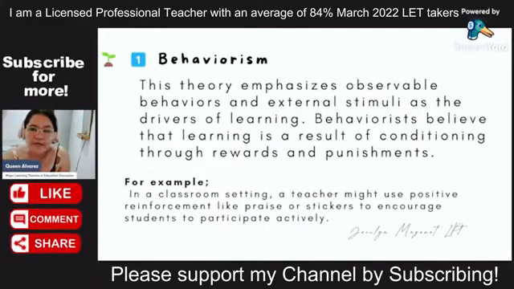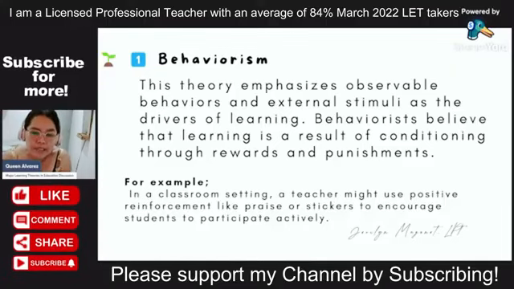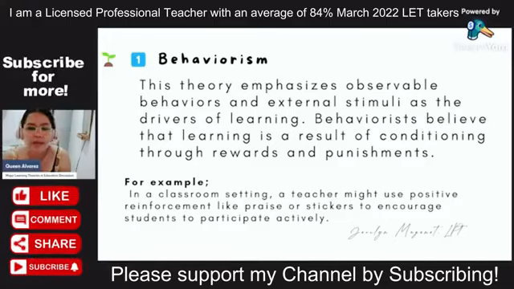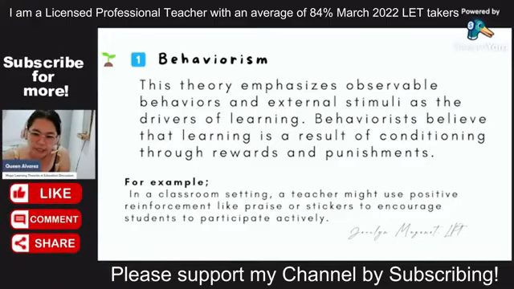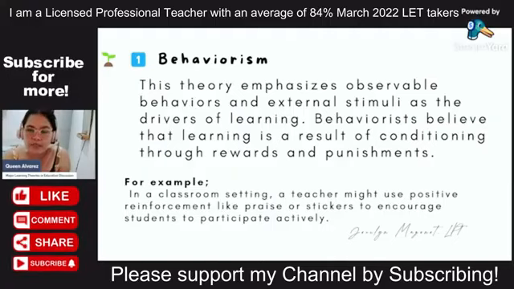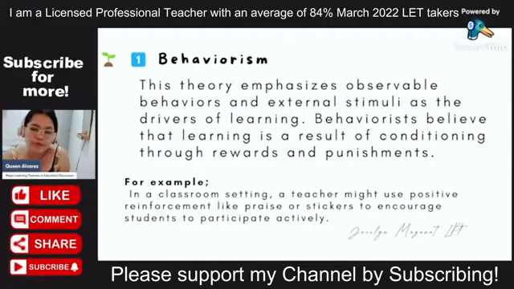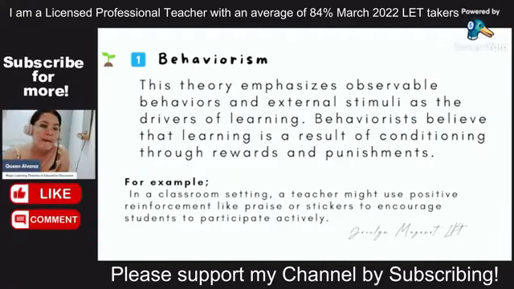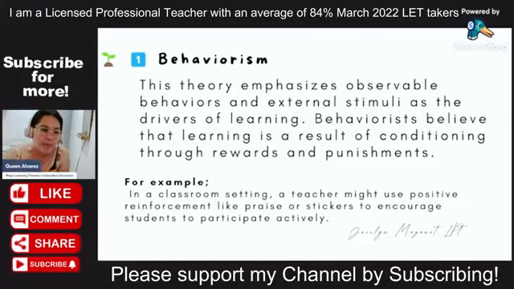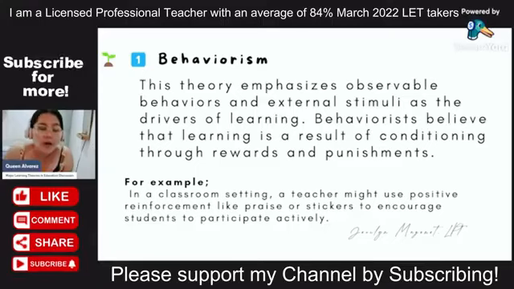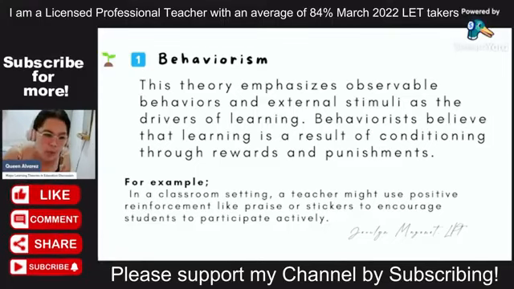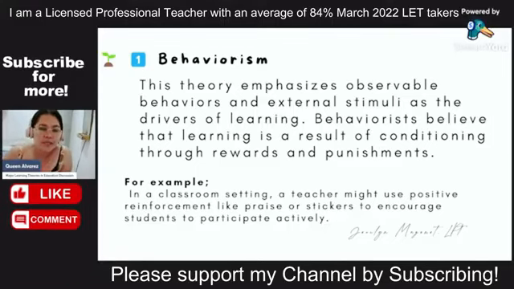This theory emphasizes observable behaviors and external stimuli as the drivers of learning. Behaviorists believe that learning is a result of conditioning through rewards and punishment. So behaviorism focuses on the observable behavior of a certain person.